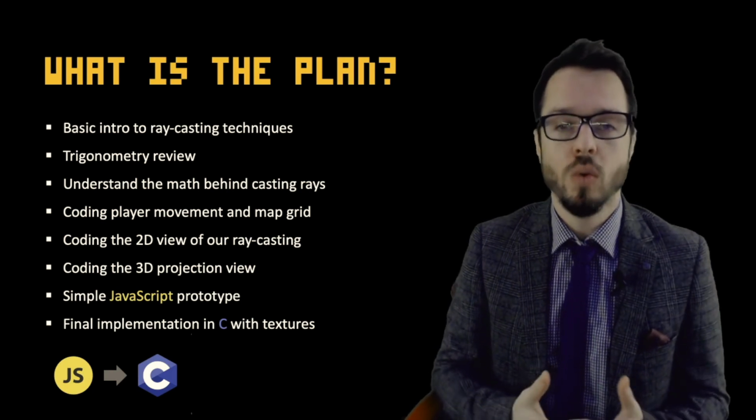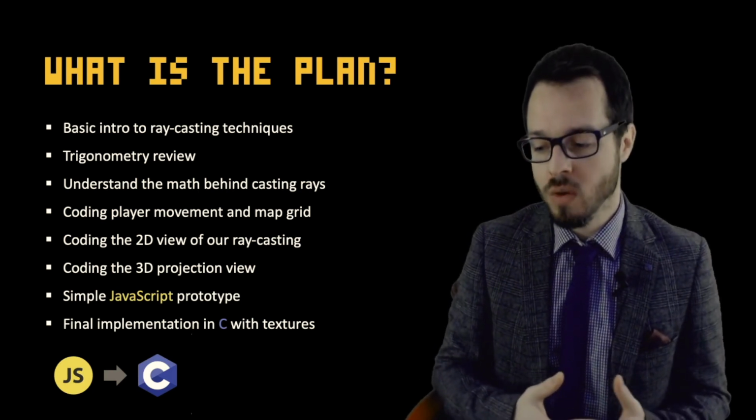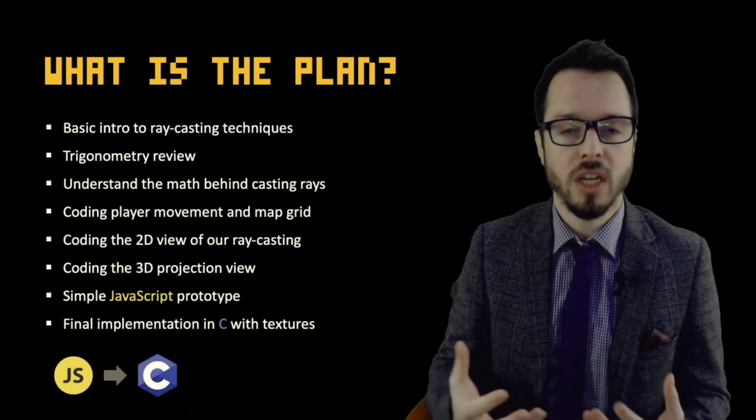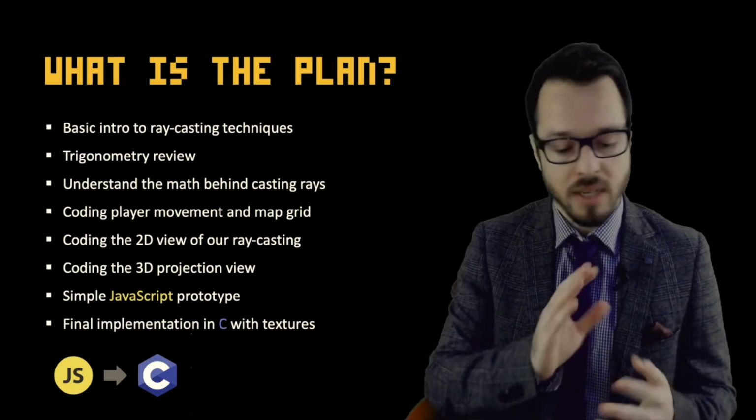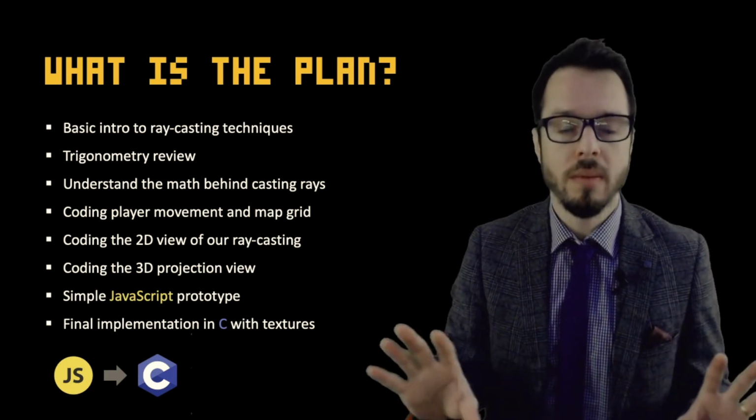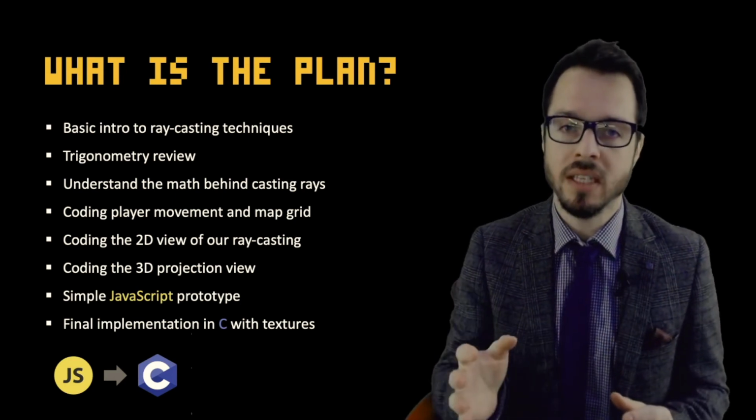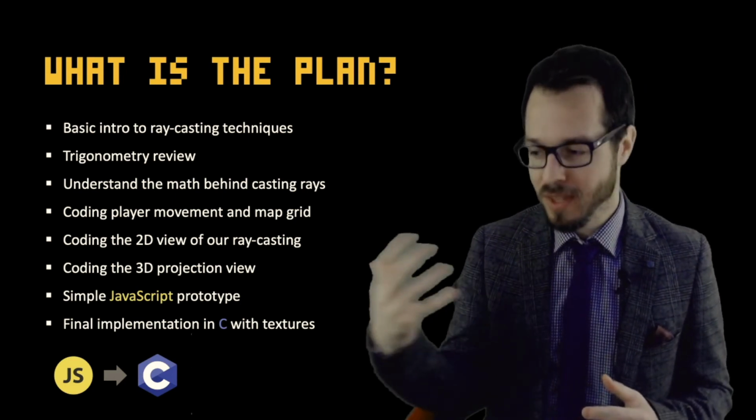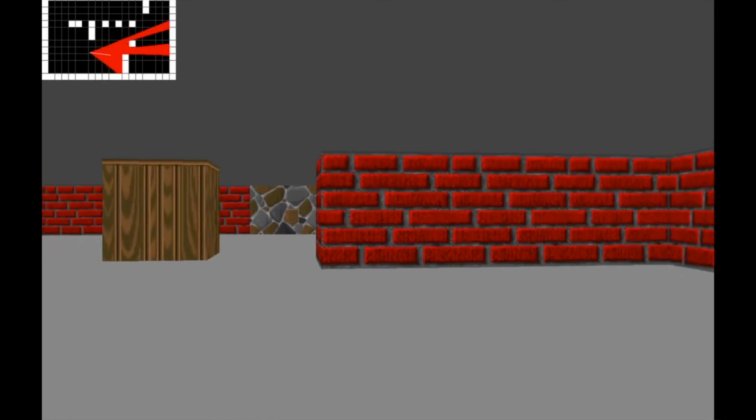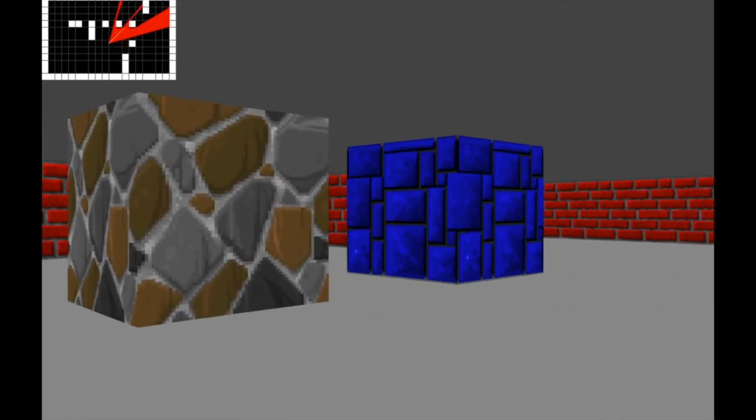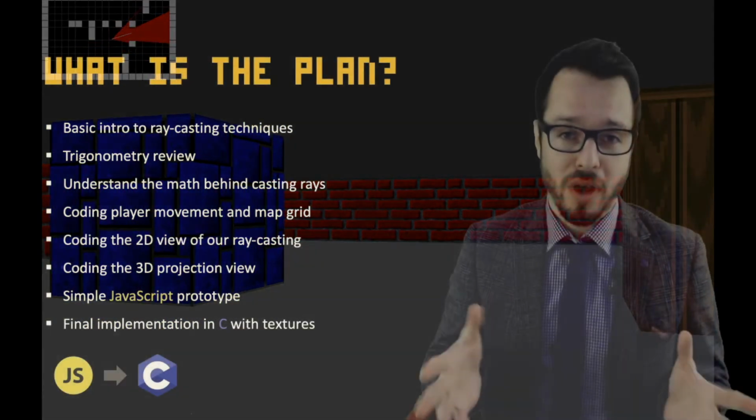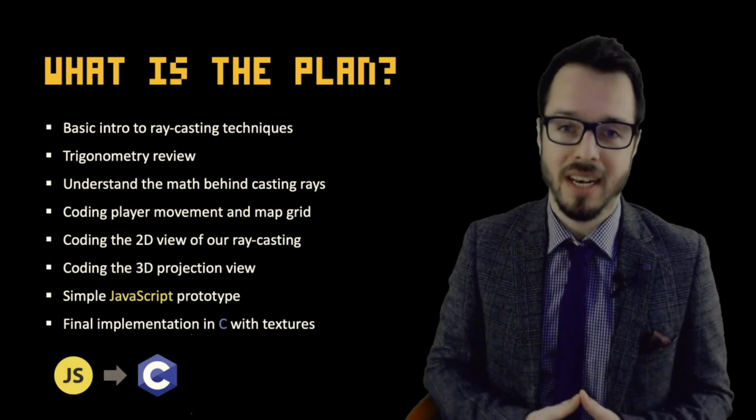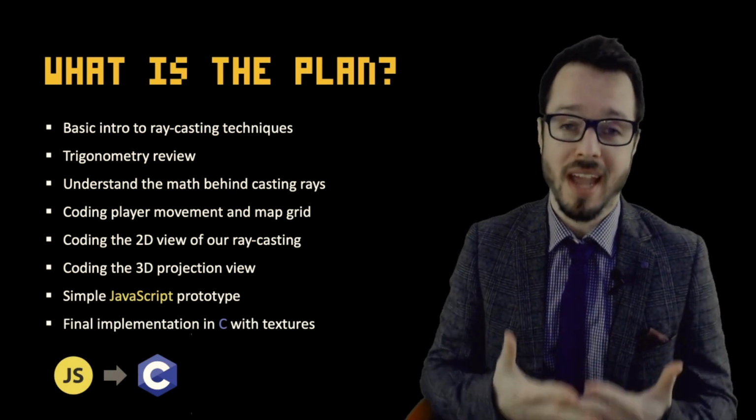In the next lectures, we are going to start talking about the actual review. We're going to look a little bit at the history and dissect this whole algorithm of how we're going to cast these rays and get our 3D pseudo projection, and see something amazing on the screen. So without further ado, let's dive in and start coding our ray casting engine.